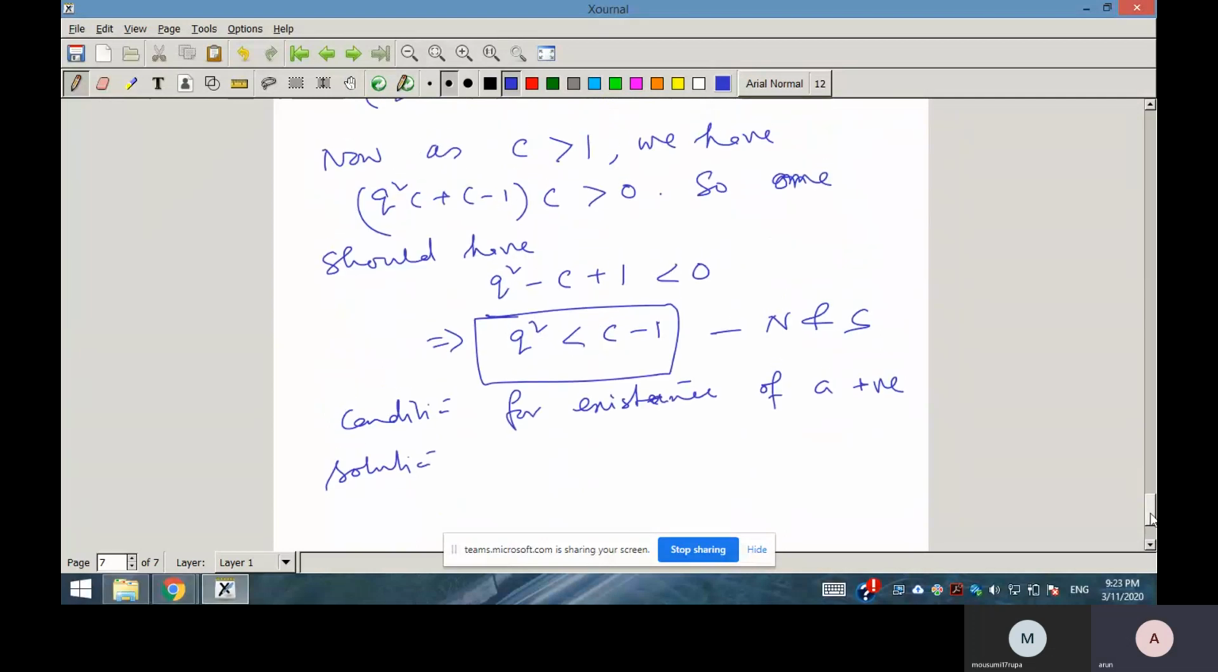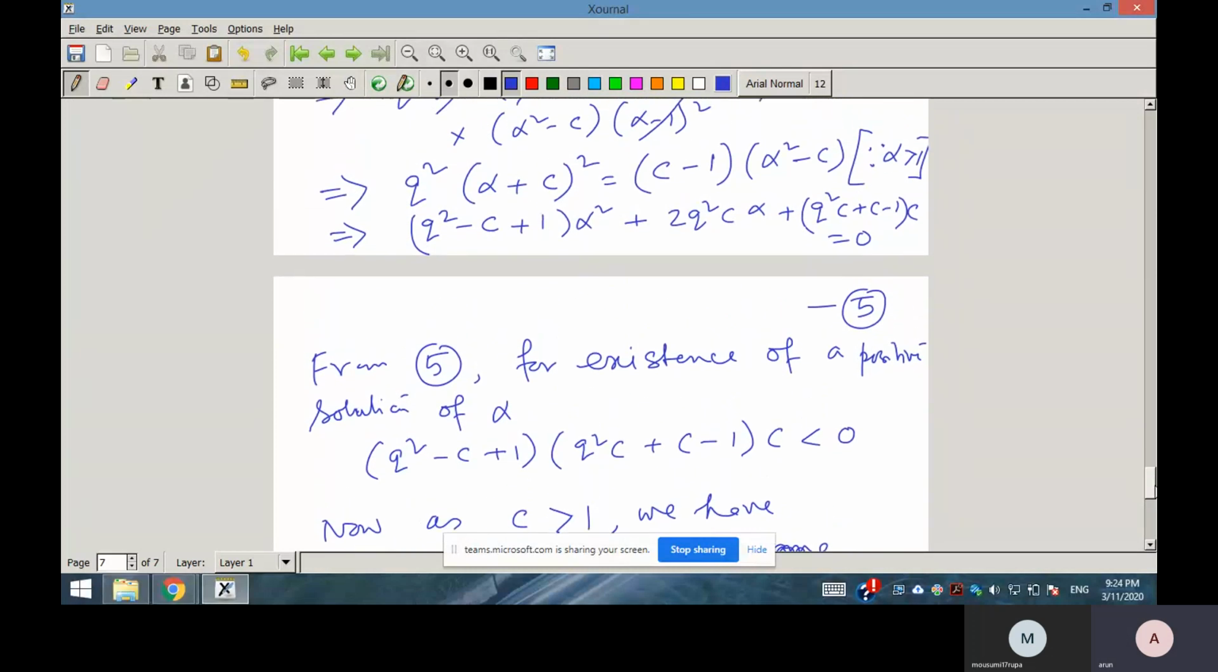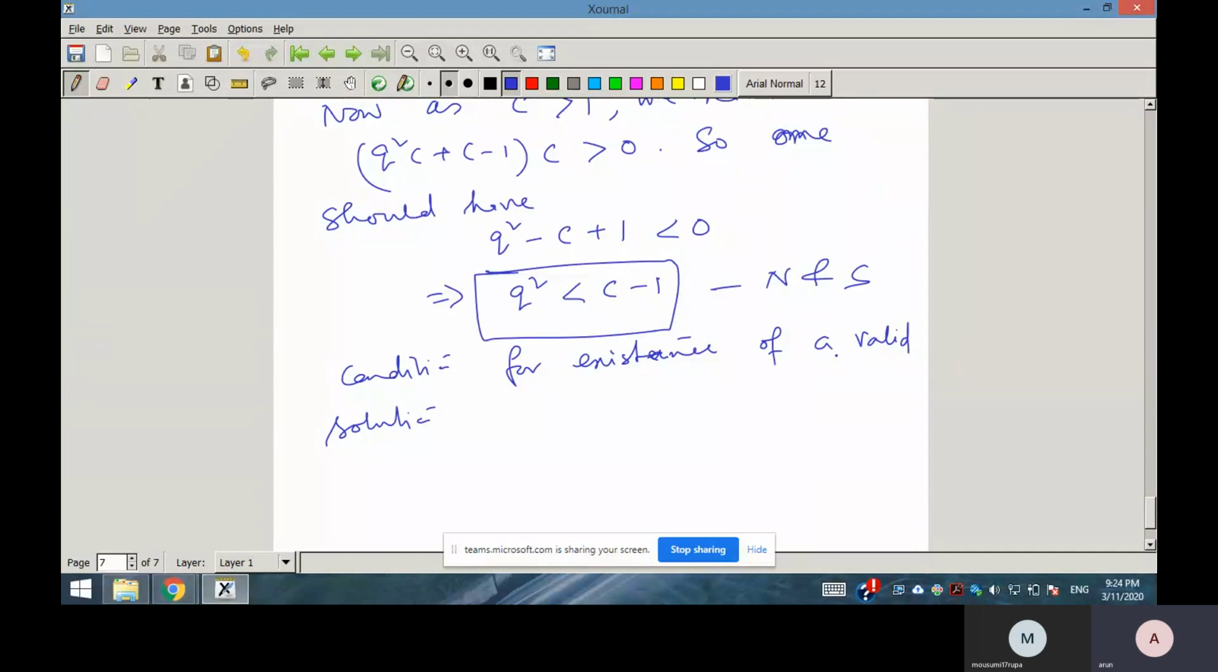Not only positive, I should say valid solution, because alpha is greater than 1. So alpha is greater than 1, so a valid solution will exist. Valid here means positive. So if a given combination holds, then this is the necessary and sufficient condition for a valid solution to exist.